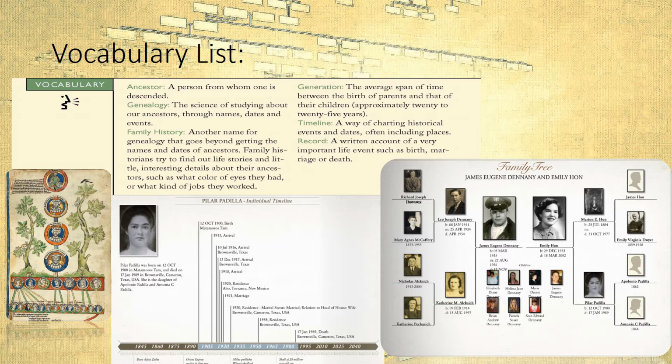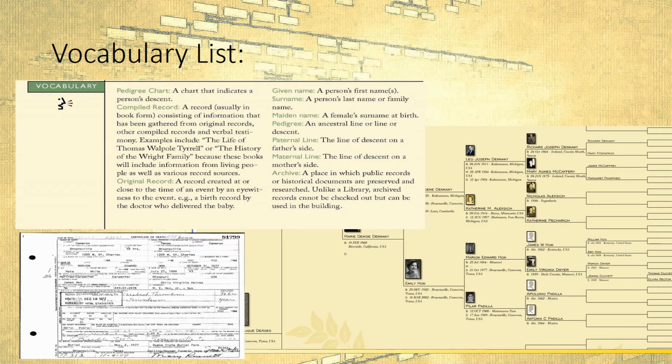I have a timeline of my maternal grandmother pictured above in the center. The timeline shows her birth and where. It next documents her arrival in the United States. It documents her marriage to her husband, my grandfather, and where, and so on. Record, a written account of a very important life event such as a birth, marriage, or death. Pedigree chart, a chart that indicates a person's descent. The chart on the right is my pedigree chart.